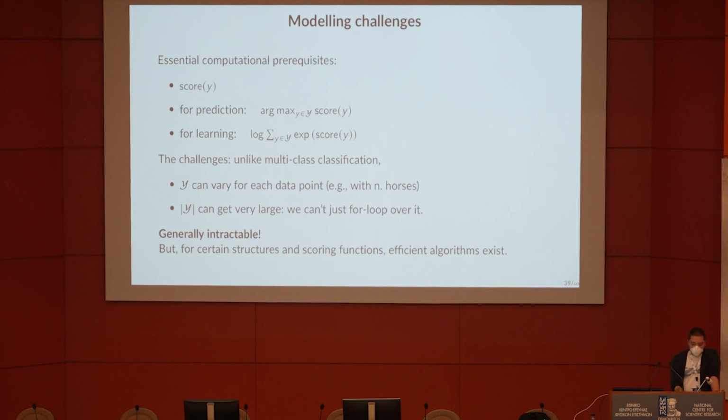So we have to be able to somehow solve these two problems. And the challenges are, well, on one side, that the set Y varies from point to point. We saw it's n factorial, but n may be different for different stables, I guess. And more importantly, the size of Y can get very, very large. So we cannot anymore just solve this with a for loop over the length of the vector, over all scores. We have to do better.